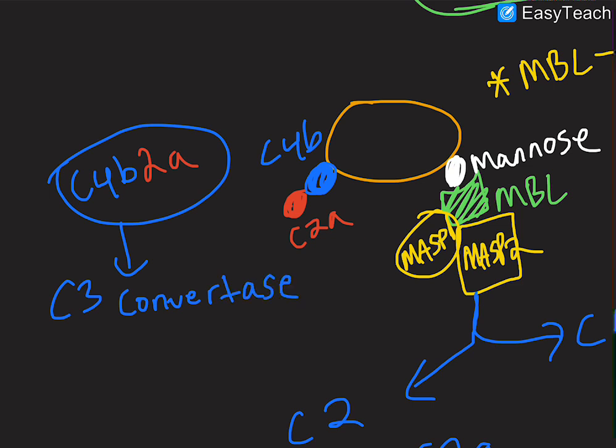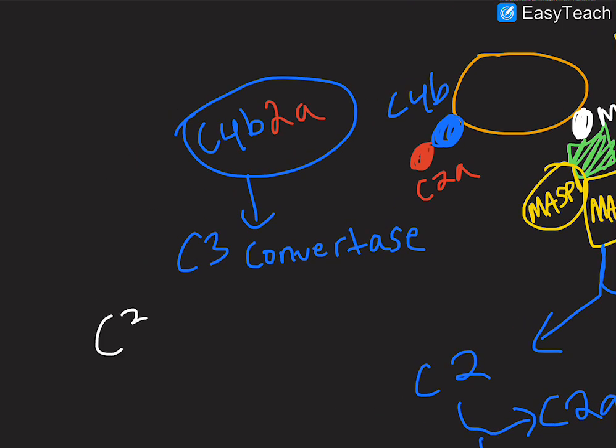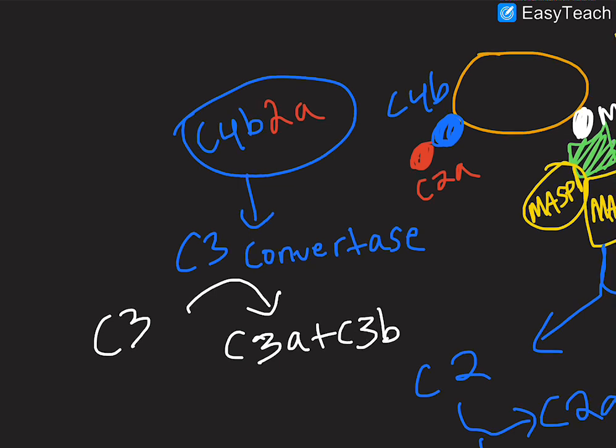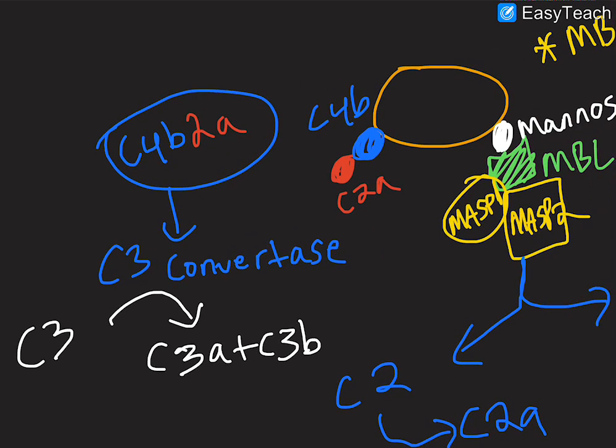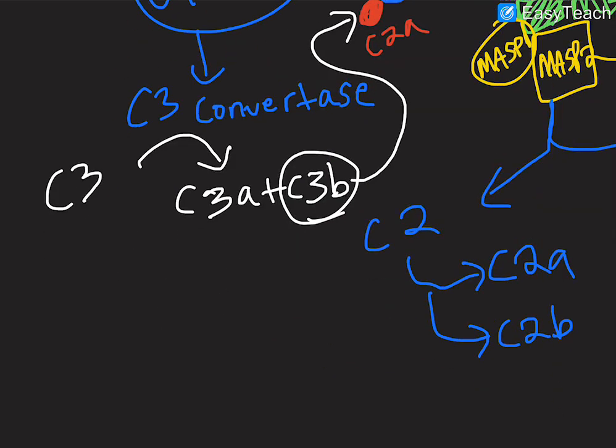And what does C3 convertase do? It takes C3 and converts it into C3a and C3b. We know that C3b can go and directly bind onto pathogens because it's a potent opsonin. So it can go bind to pathogens, and then neutrophils and macrophages can go and destroy the pathogen. But we also know that C3b can go and bind onto C3 convertase, in this case C4b2a. What does that lead to?